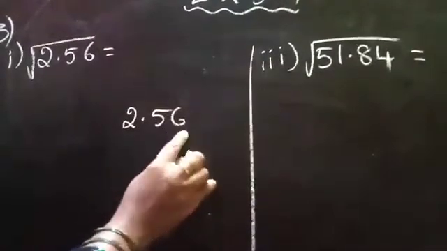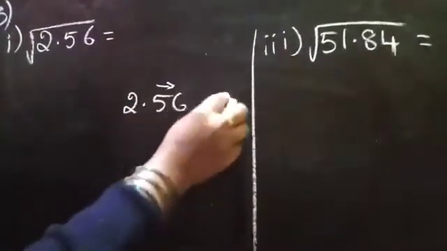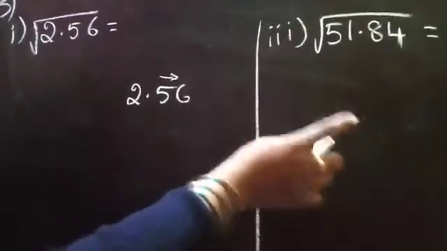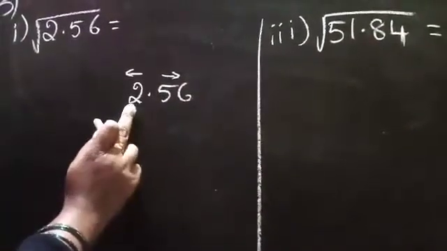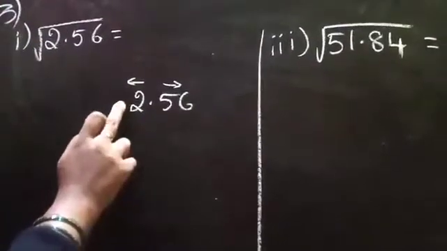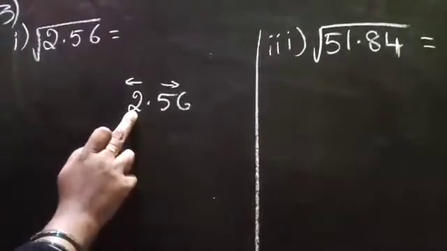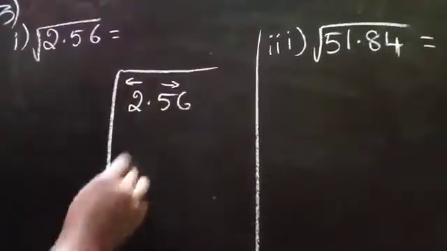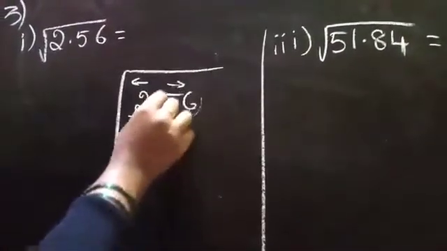2.56. This is a decimal number. From here we have to do grouping of two numbers. From this number, 2 digits, again 2 digits, again 2 digits, like this. For the whole number we have to start from the unit place, and the next is the tens place. If it is there, we do the grouping here. If it is not there, only one digit makes one group. So this is one group of number, this is one group of number.